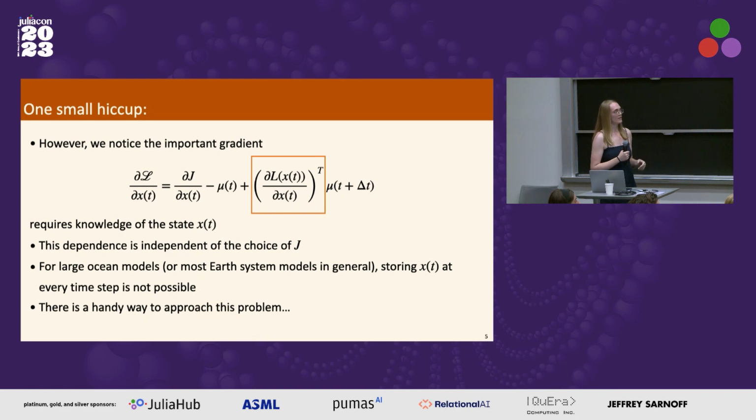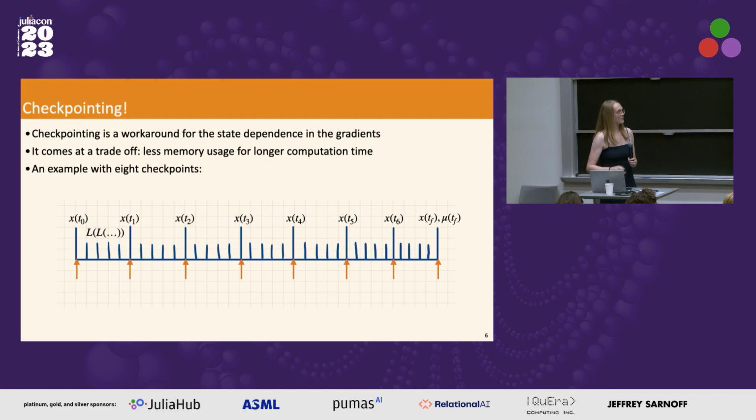This dependence is independent of my choice of J. And for large ocean models or most Earth system models in general, storing the state at every time step just isn't possible. You'll very quickly run out of memory and you won't be able to do it. However, there is another handy way that we approach this problem, and it's with something called checkpointing. So checkpointing is kind of this workaround for the state dependence and the gradients.